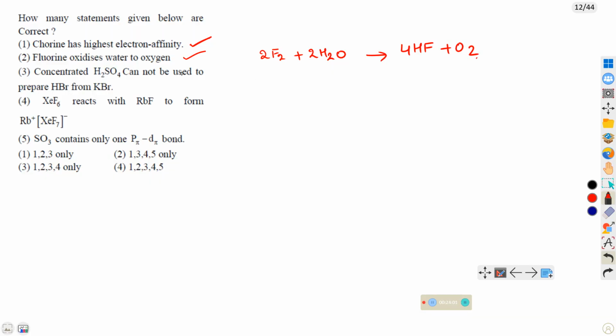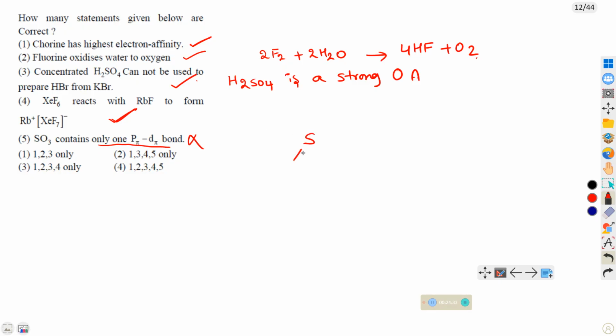Concentrated H2SO4 cannot be used to prepare HBr from KBr. This is also correct, because H2SO4 is a strong oxidizing agent. That's the reason we can't use it. XeF6 reacts with RbF to form Rb plus XeF7 minus. This is also correct. SO3 contains only one p pi d pi bond.